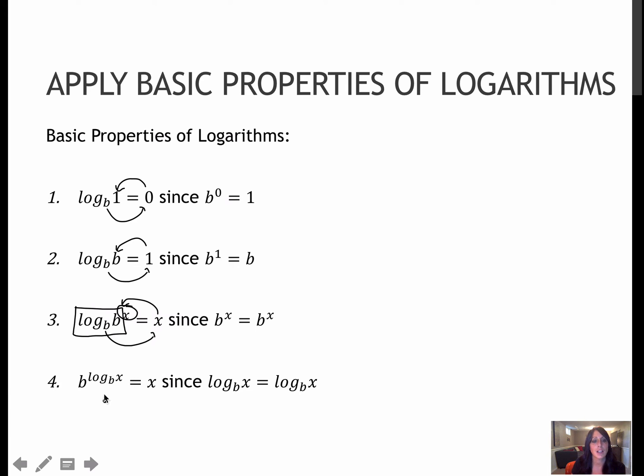Same thing here. We can do it the way that we did it before, which is b to the log base b of x equals log base b of x, which is what we've done all of this time. What I tend to think about is if you have a b and this is a log of that same base, again, this is my solution.